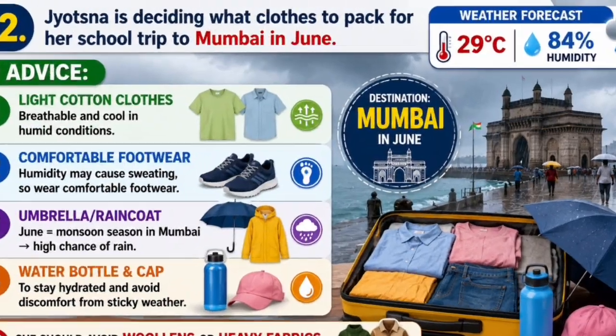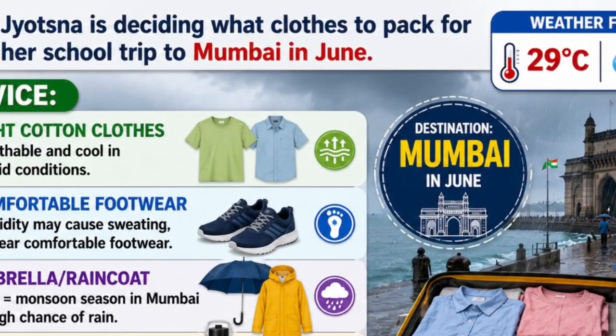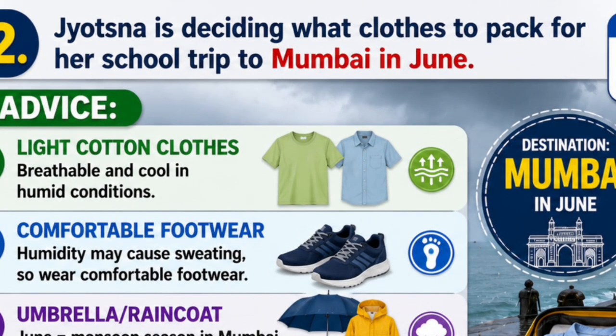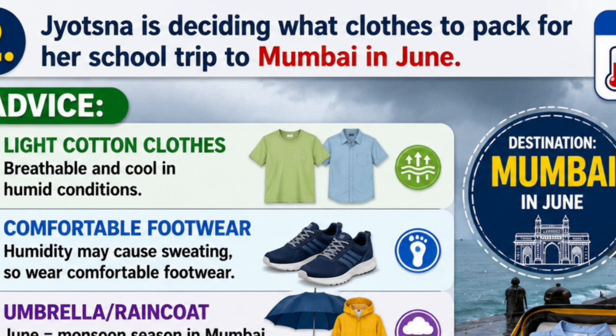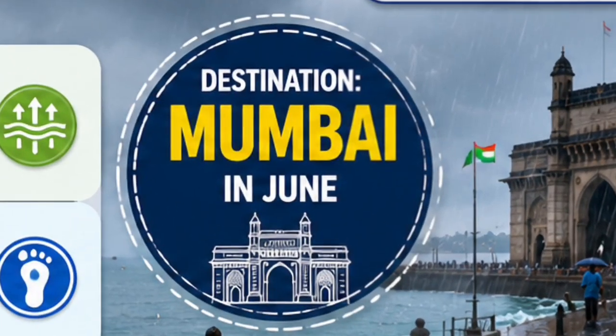Question number 2 is: Jyotsna is deciding what clothes to pick for her school trip to Mumbai in June. Children, in this chapter you have studied different weather conditions and climates of our country in different areas at different times. So now you see the condition of Jyotsna. She is going to Mumbai in the month of June, right?